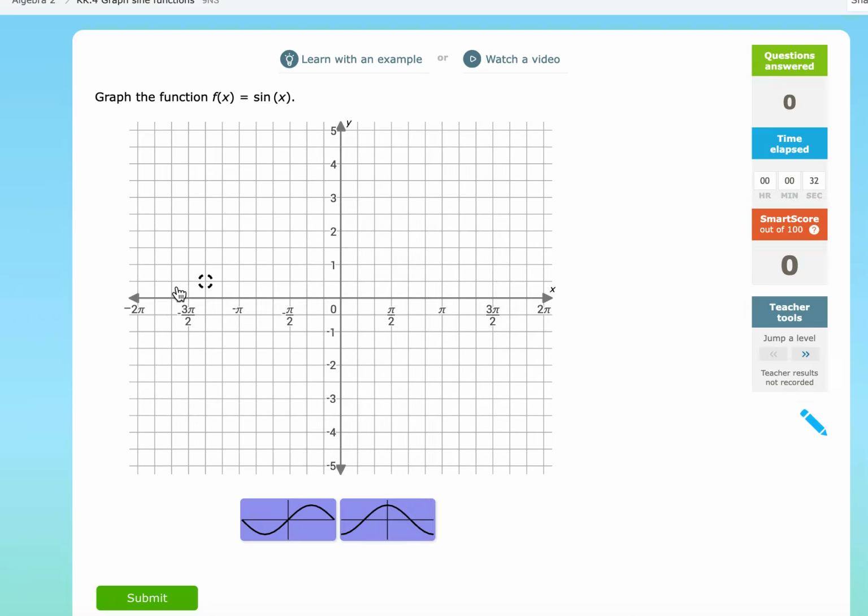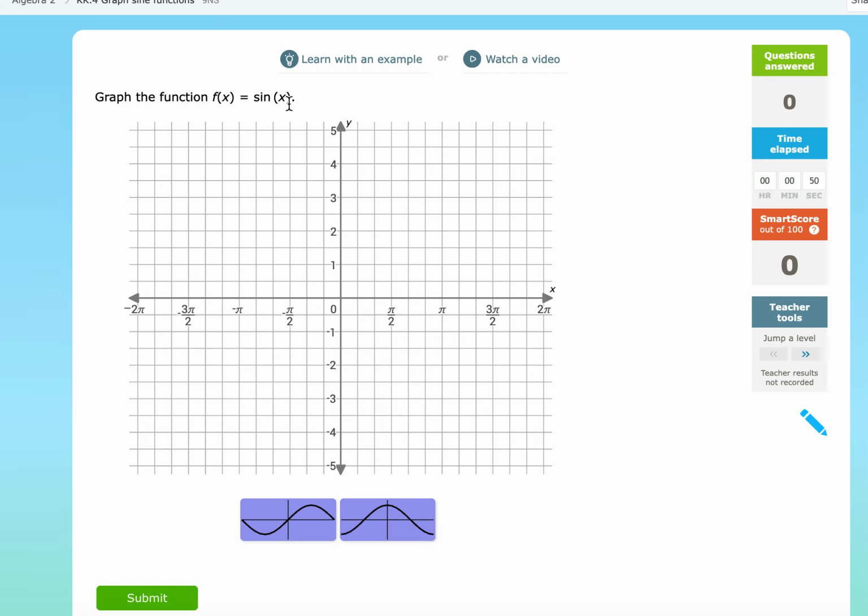Before we start, our x-axis represents our angles. Here you see the angles in radians. For those of you who don't know radians, pi over 2 represents 90 degrees, pi is 180, 3 pi over 2 is 270, and 2 pi is 360.